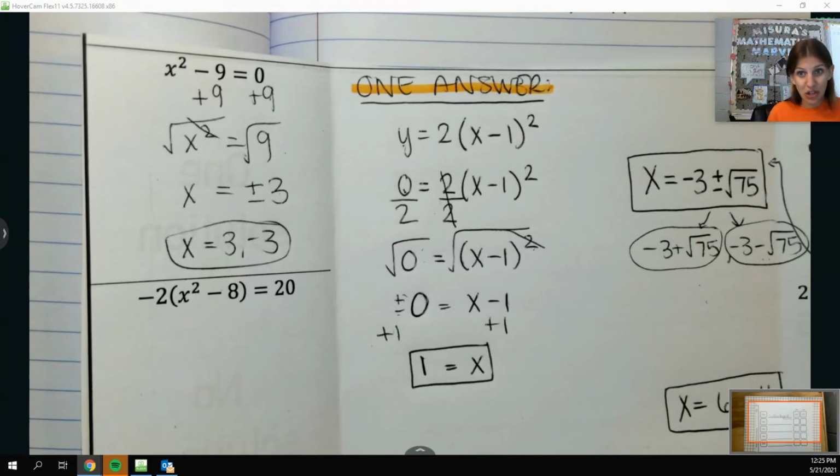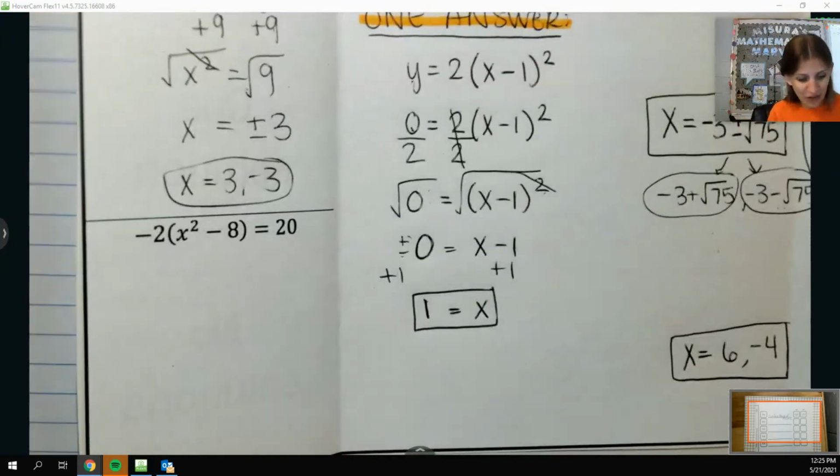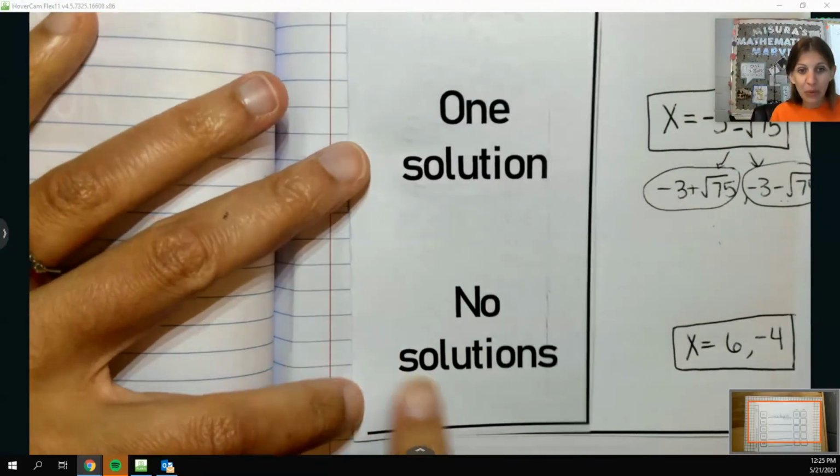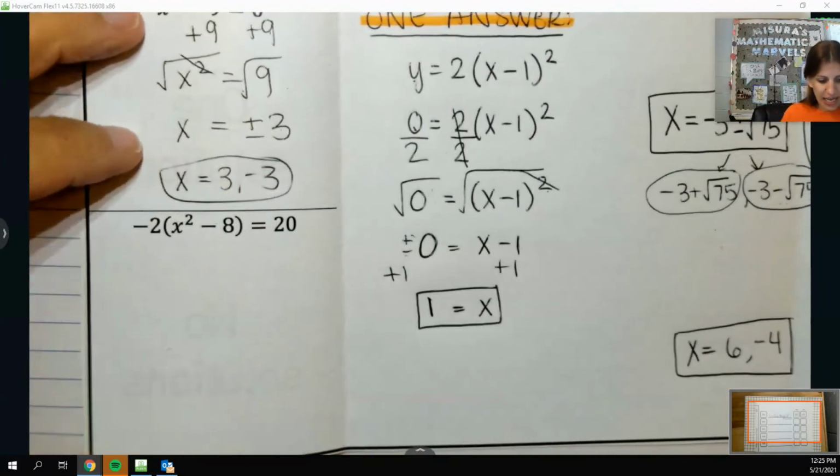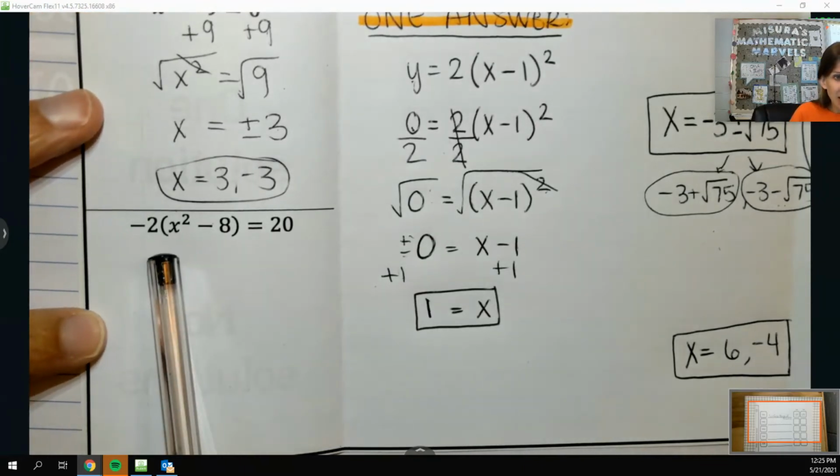Okay, last one to try. Now this one I don't think I goofed up on. So sometimes we won't have any solutions. And so that's what this is going to look like here.